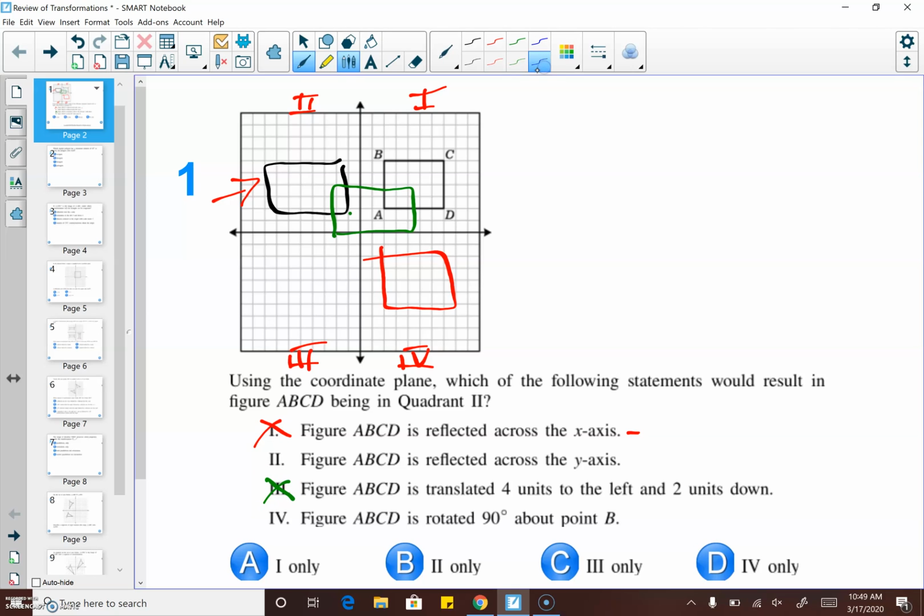And then if we look at the last one, figure ABCD is rotated 90 degrees about point B. That's going to give us a shape that looks like that. That also gives us part of our rectangle being in one quadrant and part of it being in another. So the only one that works completely to put it into quadrant 2 is choice number 2.